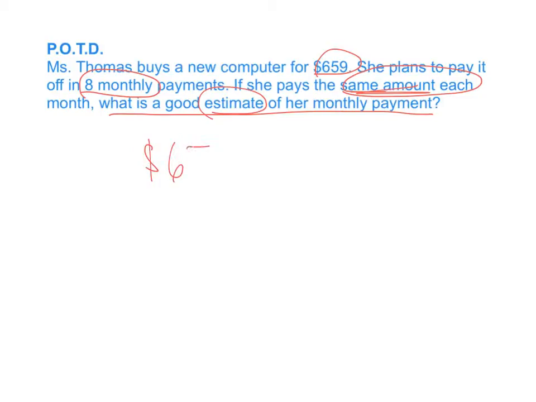659 divided by 8. Yeah, 659 because that's the total amount, and I want to share it equally over 8 months. So that's a division problem. Now, that's what we would do to find the exact answer, but we don't want to find the exact answer because it says what is a good estimate. So let's think about our math facts.